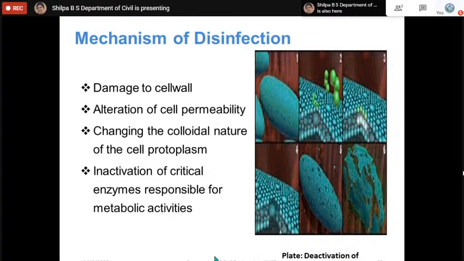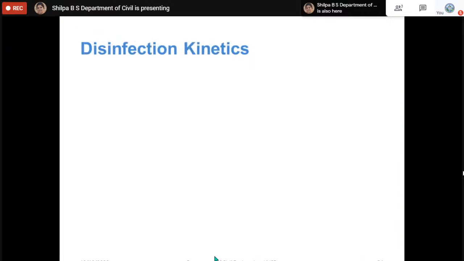Due to that, whatever cell fluid is there, that alteration will take place. So that is the alteration of the cell permeability and the changing of the colloidal nature of the cell protoplasm, that in turn changes the fluid property of that cell, and in turn that will inactivate the enzymes that are present in those cell protoplasm, that reduces the metabolic activity of that microbe. Okay, so like this, in these four steps, the disinfection action takes place.